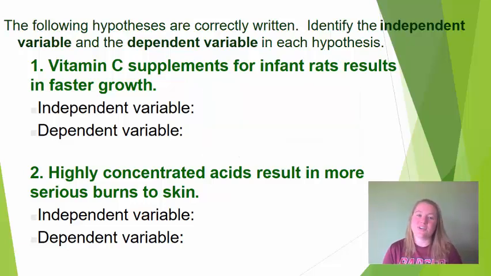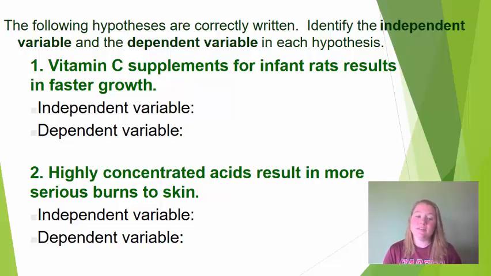In the first scenario, vitamin C supplements for infant rats result in faster growth. The independent variable is vitamin C supplements, and the dependent variable, or the data that is measured, is how fast the rats grow. In the second experiment, highly concentrated acids result in more serious burns to skin.